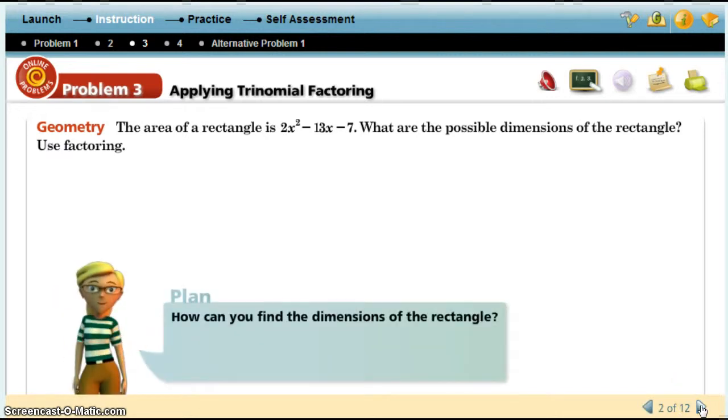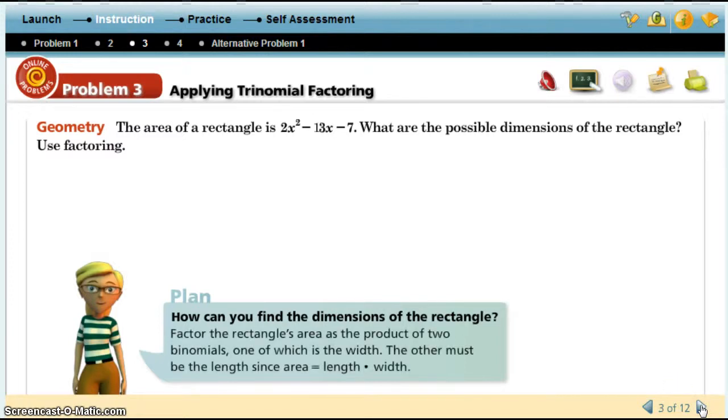How can you find the dimensions of the rectangle? Factor the rectangle's area as the product of two binomials, one of which is the width. The other must be the length, since area equals length times width.